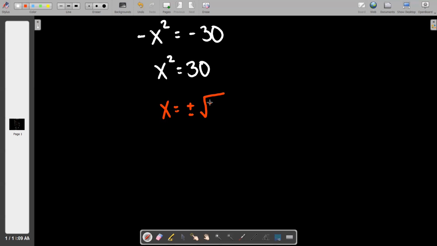30 is a dead root. 30 has a lot of factors. 30 can be made with 2 and 15. Trash. 3 and 10. Trash. 5 and 6. Trash. So 30 is an example of a really big number that we feel like we could break down, but we actually can't. So far, so good?